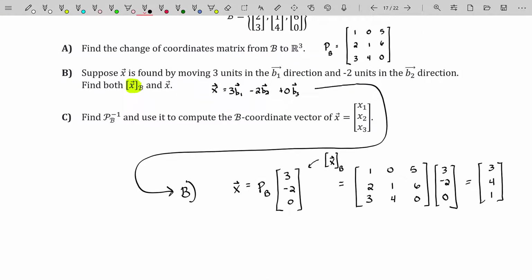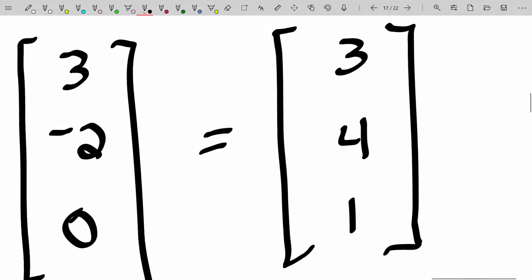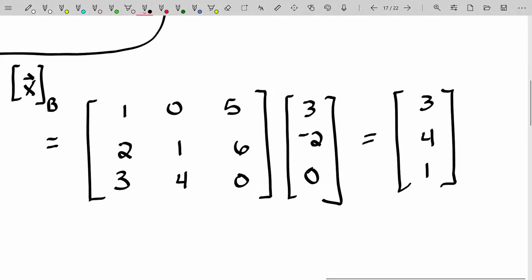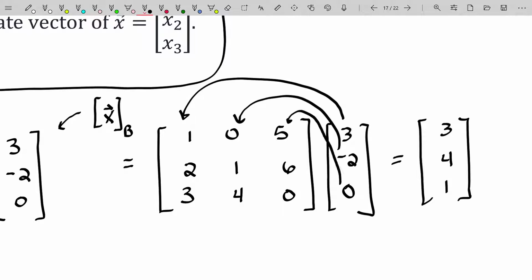And we get that the vector x, with regards to the standard basis, is 3, 4, 1: 3 units in the x sub 1 direction, 4 units in the x sub 2 direction, and 1 unit in the x sub 3 direction. And again, that's with regards to the standard basis. With regards to the basis b, the move would be 3 units in this direction, -2 units in that direction, and no units in this direction.